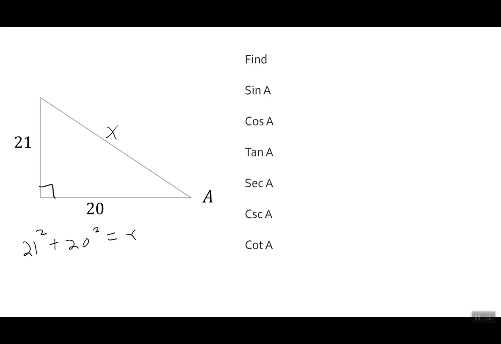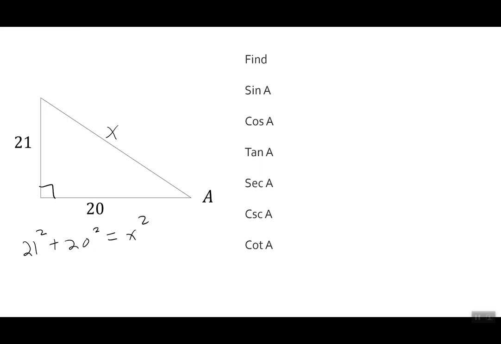In this triangle, I have 21, 20, and I have an angle A. This is a right triangle, which I will indicate by putting the little square on the corner. And I want to find sine, cosine, tangent, secant, cosecant, and cotangent of A. The first thing I need to do is find the missing side. Let's call it x, and we're going to use the Pythagorean Theorem. I have 21 squared plus 20 squared gives me x squared.